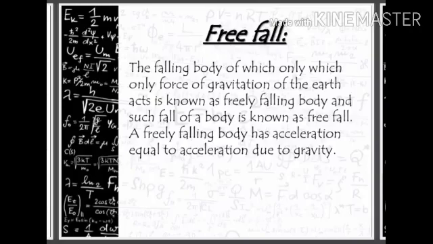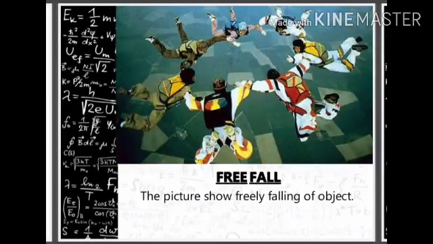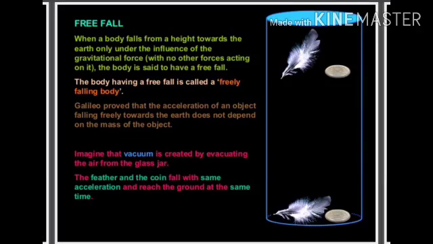You can take an example. The picture shows free falling objects. We can also give the example of an apple which falls towards the earth. This apple's fall is free fall, as it falls under the influence of gravitational force or gravitational pull of the earth. A body having a free fall is called a freely falling body.